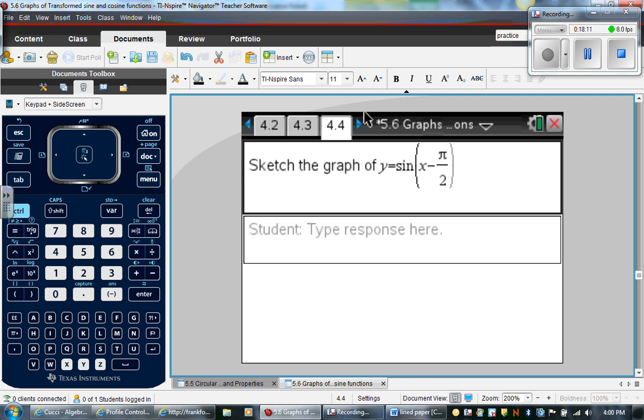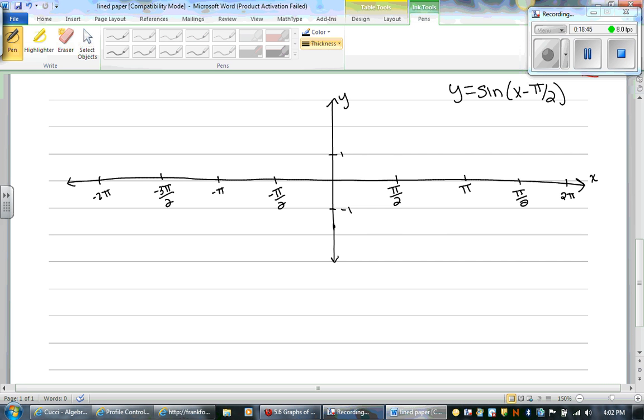All right, so we're going to sketch a graph of y equals sine of x minus pi over 2. So essentially, since this is minus, that tells me that this is going to move to the right pi over 2. And we know pi over 2 is 90. Okay, so what we said is this is going to be a shift to the right pi over 2 units. So everything's going to be moving in this direction.